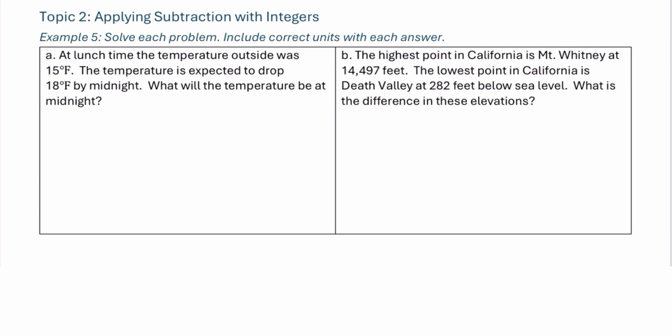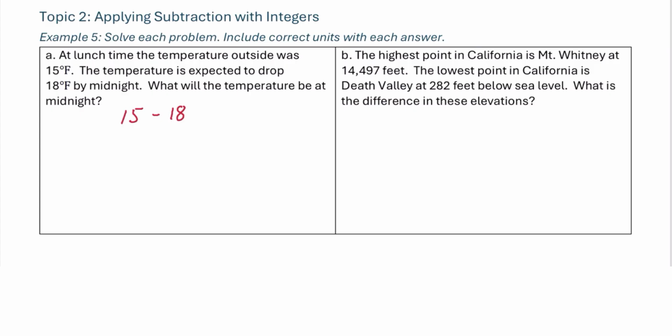At lunchtime, the temperature outside was 15 degrees Fahrenheit. The temperature is expected to drop 18 degrees Fahrenheit by midnight. What will the temperature be at midnight? It starts at 15 degrees and then it's dropping by 18 degrees.